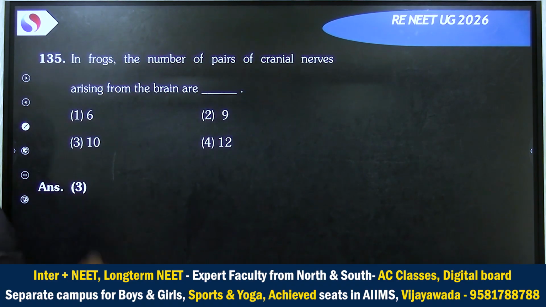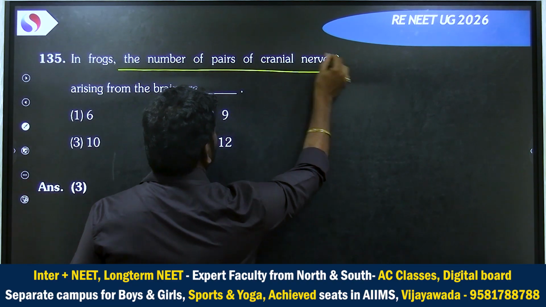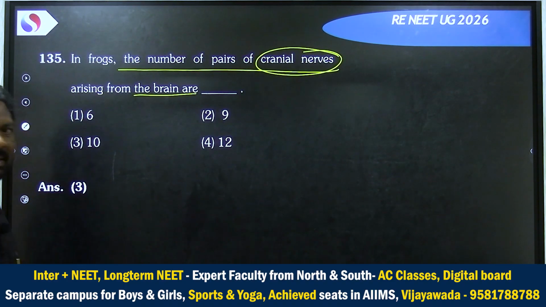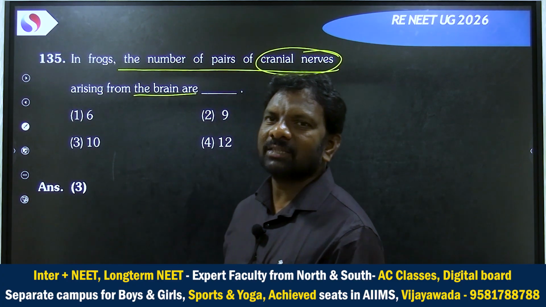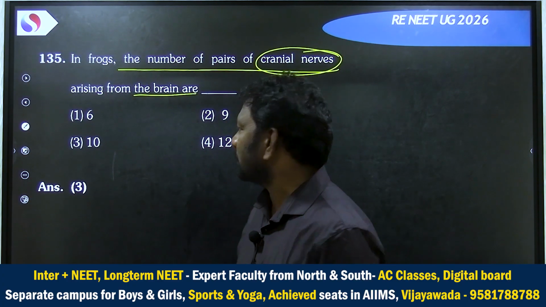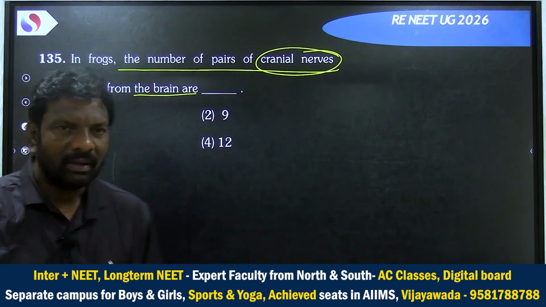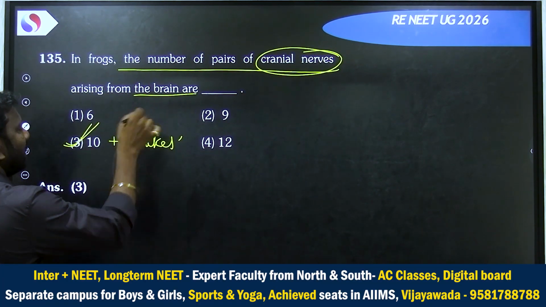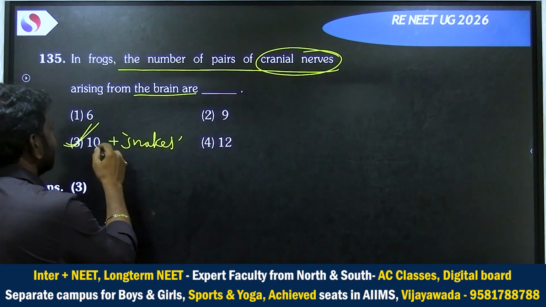So next question, 135. Again they are asking about the frog. Look at the board. In frog, the number of cranial nerves arising from the brain is asked. The nerves which arise from the brain are called cranial nerves. The nerves which arise from the spinal cord are called spinal nerves. Frog has 10 pairs of cranial nerves. Not only frog, snakes also have 10 pairs of cranial nerves. So the right answer is 10 pairs.